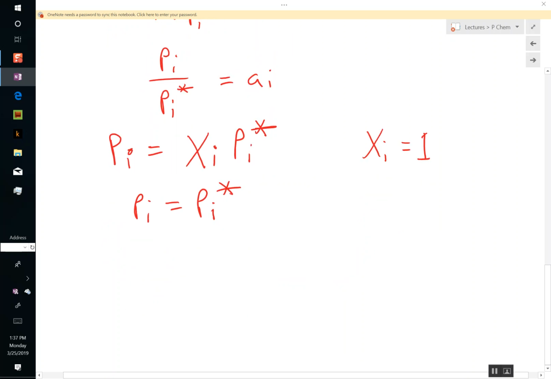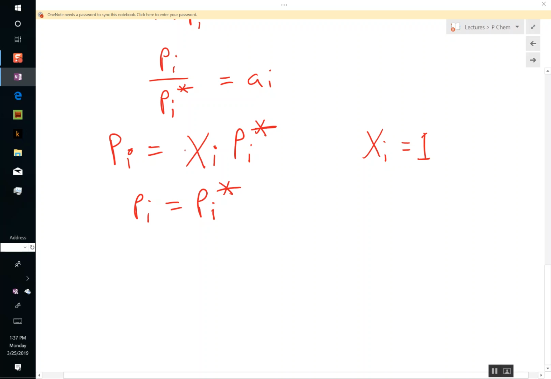Now the other thing to keep in mind here is that this follows the pattern of an equation for a straight line, where xi is the slope of that line. Yes? So where did AI go and where did XI come from?